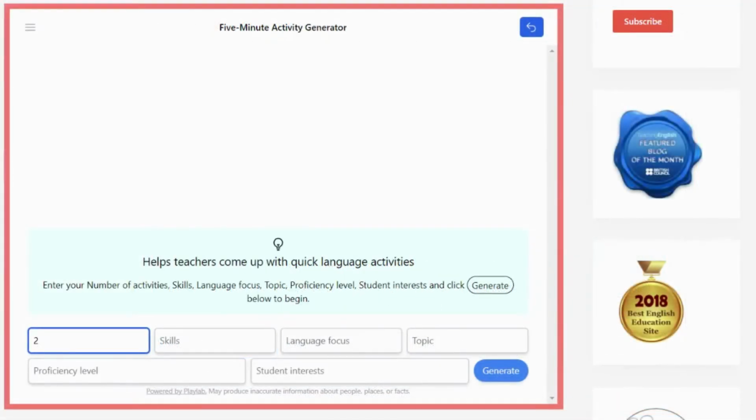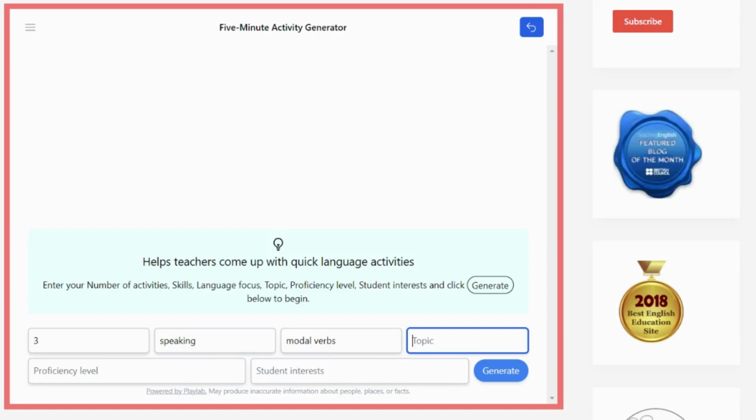First, enter the number of activities you'd like to generate. I recommend starting small, perhaps with 2 or 3 activities. Then enter the skills you'd like to focus on. For example, speaking. Then think about language and focus, grammar or vocabulary or pronunciation you'd like your students to practice. I'll enter modal verbs of deduction here.